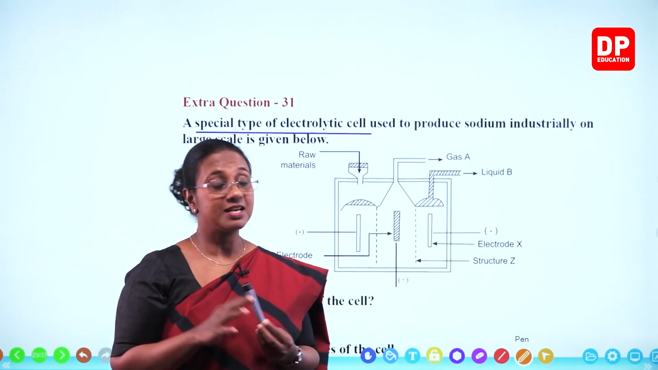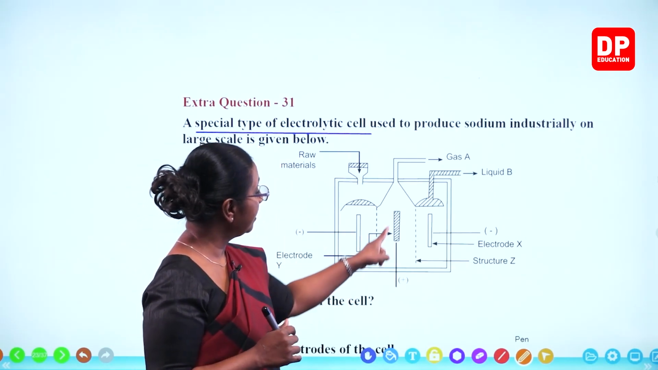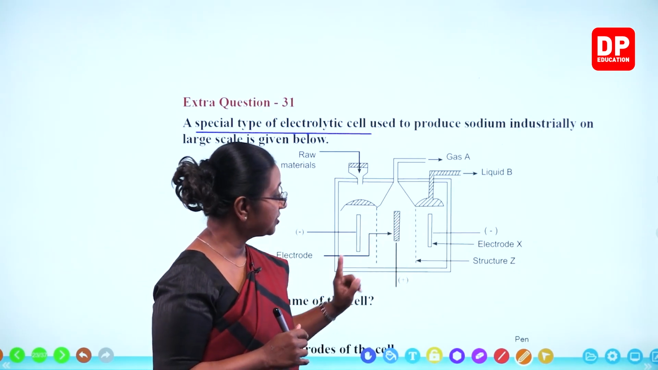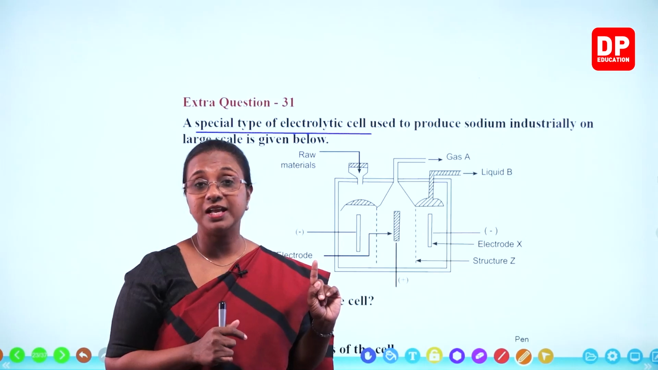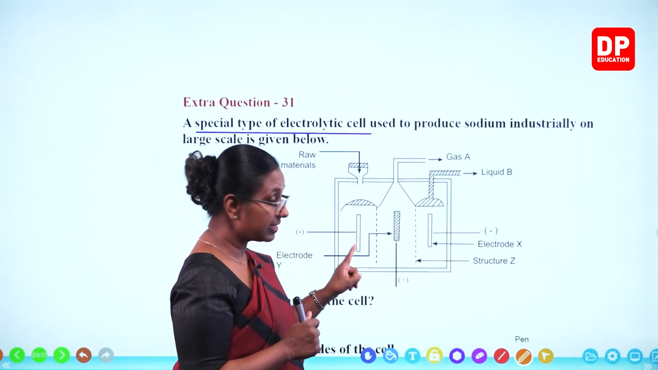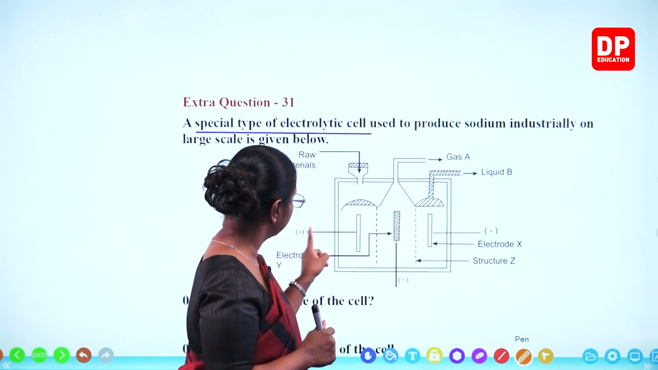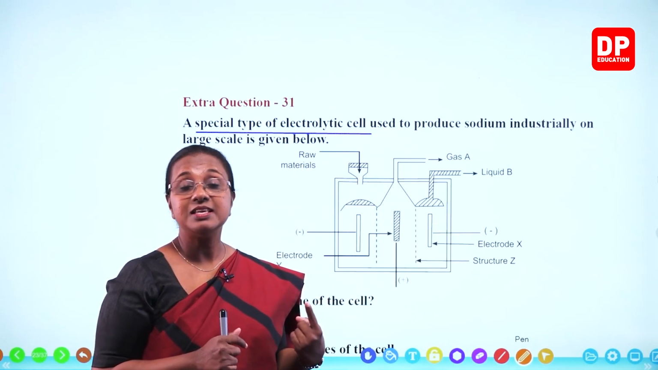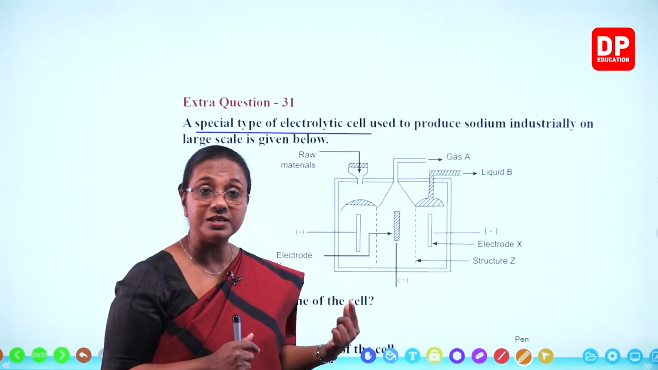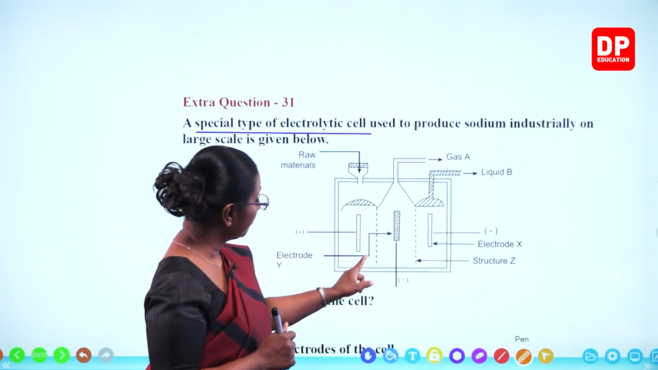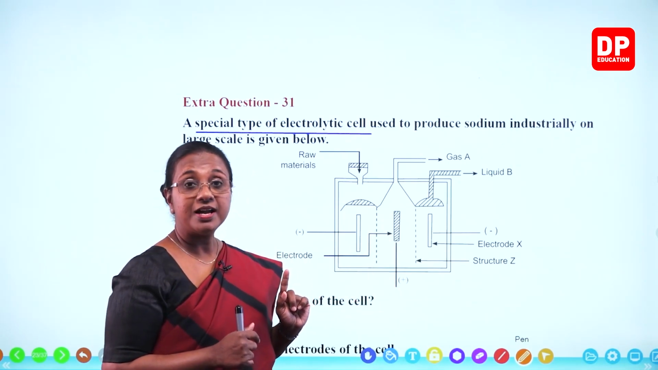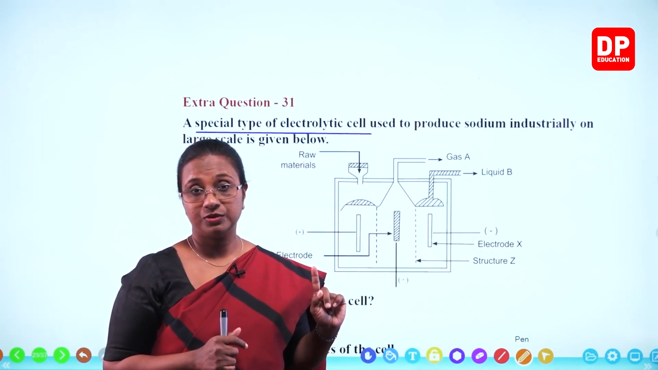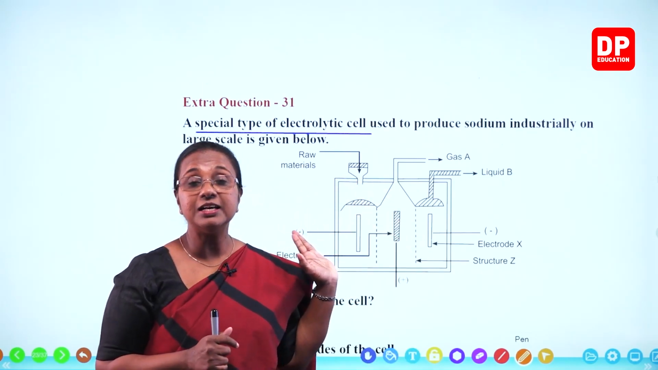So the structure is such that it is a special electrolytic cell. In the middle you have the graphite anode, then you have the structure Z that you all know is the perforated steel diaphragm, and around that the negative electrodes, which are the cathodes, again the circular steel cathode. So electrode Y should be the graphite electrode and electrode X will be the steel electrode. So I'm sure you all have identified the components.